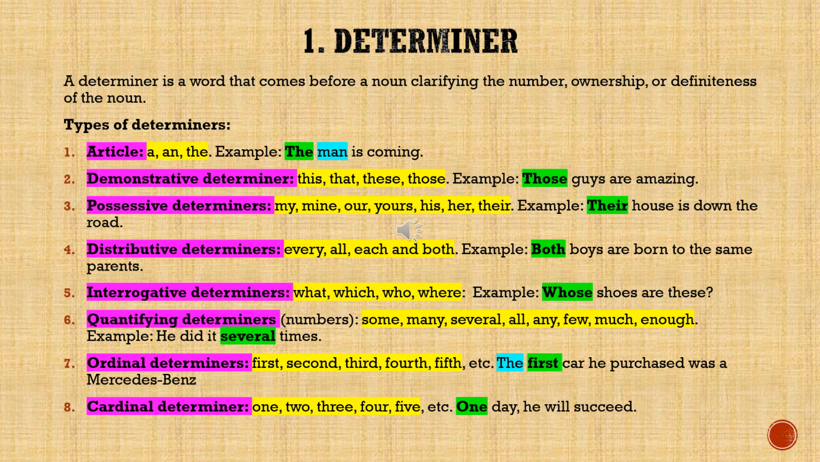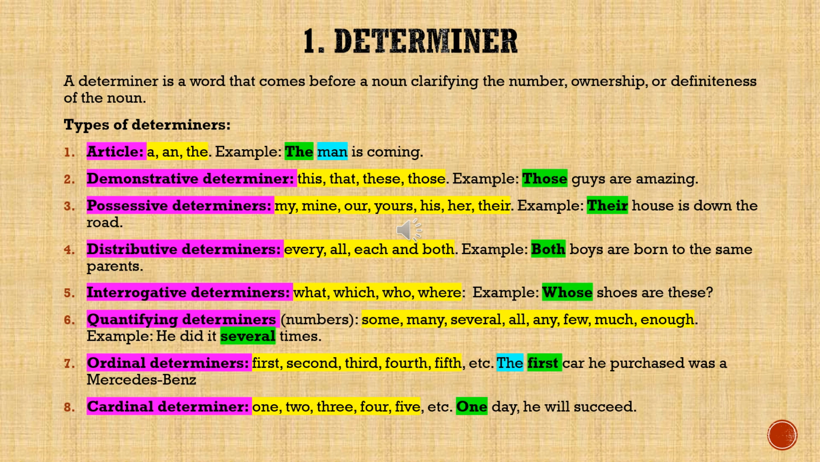What is a determiner? A determiner is a word that comes before a noun clarifying the number, ownership, or definiteness of the noun. Some people do use determiners and articles interchangeably, but they are not the same. An article is one of the 8 types of determiners. Now, let's take a brief look at each of the 8 types of determiners.